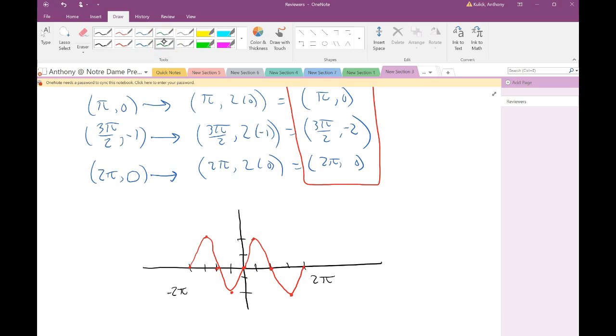Let's observe something. Notice that the mean line is still at y equals 0, so there's no change there. The period was still 2 pi, so no change there. But the amplitude, that did change, right? The amplitude is now 2.